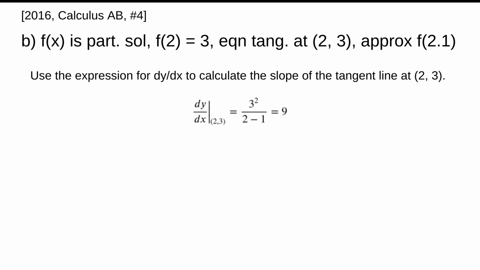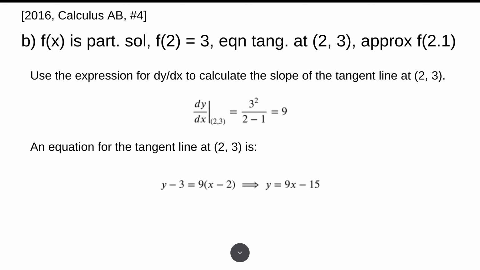All right, using the fact that this needs to go through the point (2, 3), we can write the equation for the tangent line in point-slope form. We can convert it into slope-intercept form, which for this problem might help because we are going to use that to approximate f(2.1) later. But at least in point-slope form, it's going to be y minus 3 equals 9 times (x minus 2), which becomes y equals 9x minus 15.